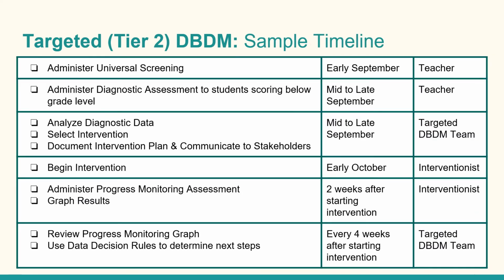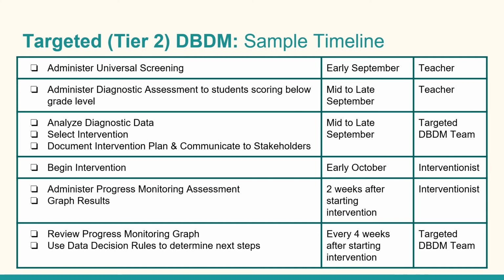This is a sample timeline for students moving through the targeted DBDM process. First, in early September, the teacher would administer the universal screening. Then, in mid to late September, the teacher would administer the diagnostic assessment to the students who scored below grade level on the screener. Next, in mid to late September, the targeted DBDM team would analyze the diagnostic data, use that data to select an intervention, then document the intervention plan and communicate that plan to stakeholders.